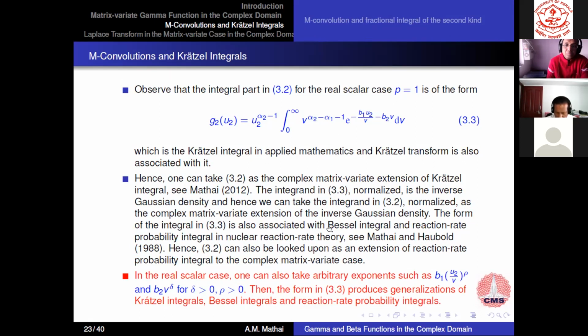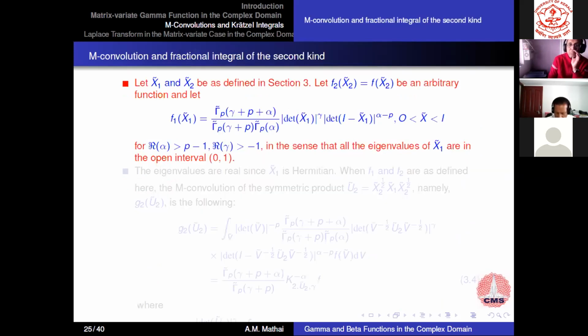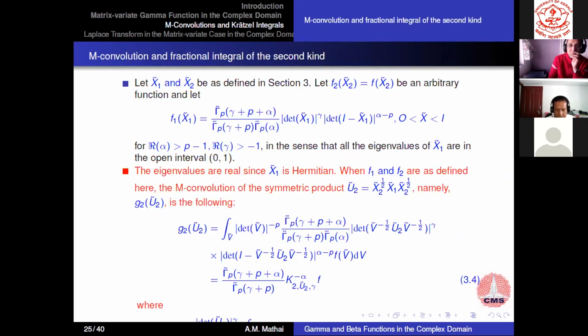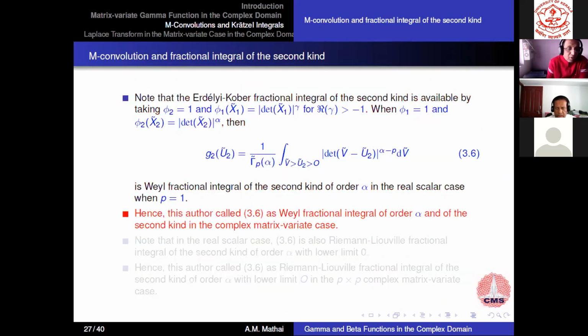So the connection between fractional integrals and the statistical distribution theory in the complex domain is already established. So I have a series of papers in Linear Algebra and its Applications. Starting from 2013, you will find a lot of papers there. So those connections are available from there. So I will stop here, since the time is up. Is there any question?